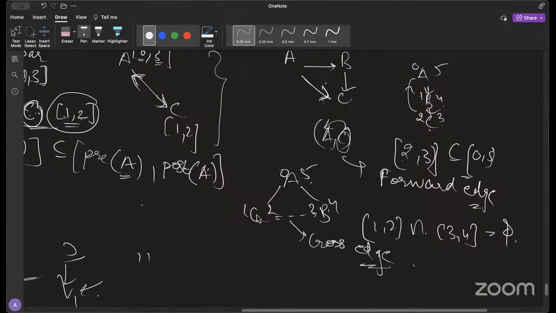In the example when you wrote the forward edge AC, 2, 3 contained in 0, 5, we can say that A is the father of C in a way. Like C is the son of A in a way. Yeah, you can say that.